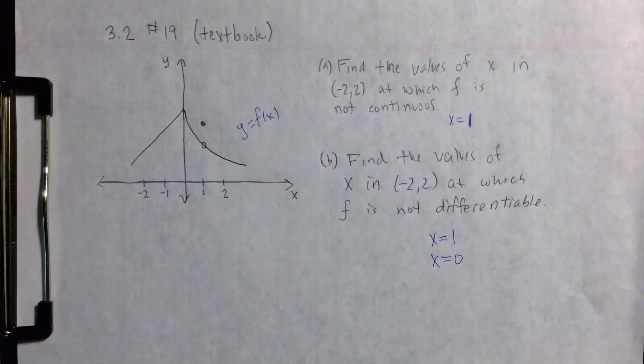And there is one other way in which a function can fail to be differentiable, which is if you have a vertical tangent. Okay, that's another place where the function is not differentiable. Talking about places where the function is not continuous, and then these corners or cusps. Okay, thanks for watching.